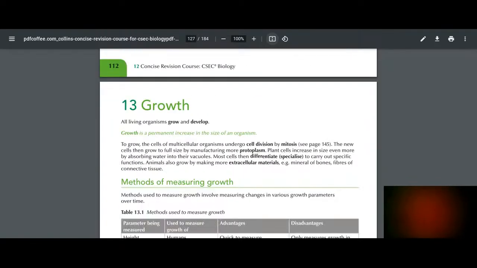And now we have come to the end of chapter 12. We're now going into chapter 13, which is great.